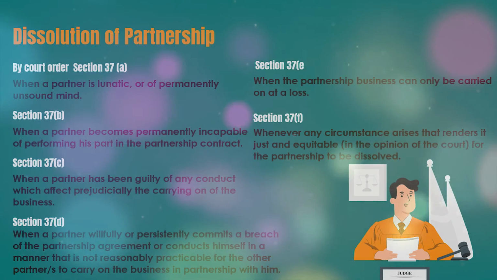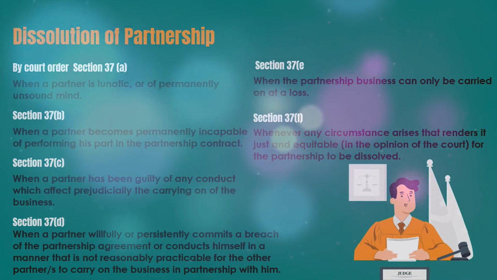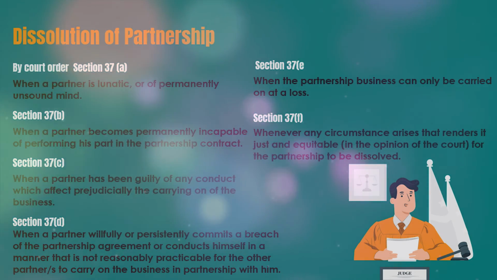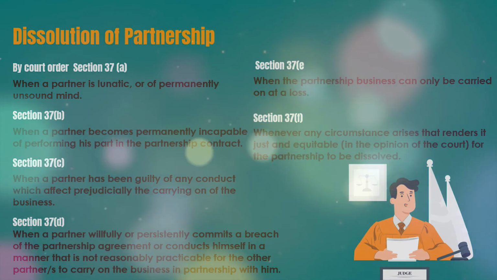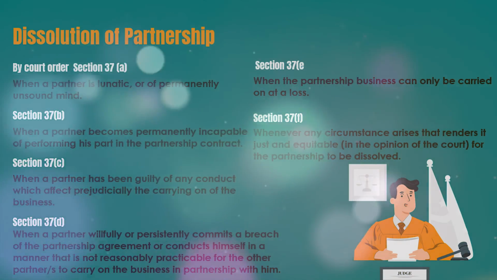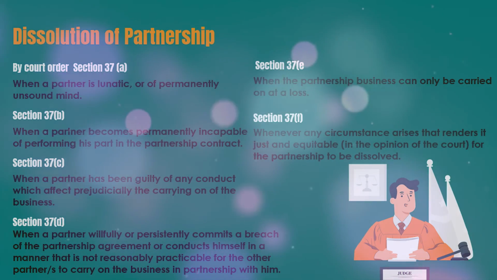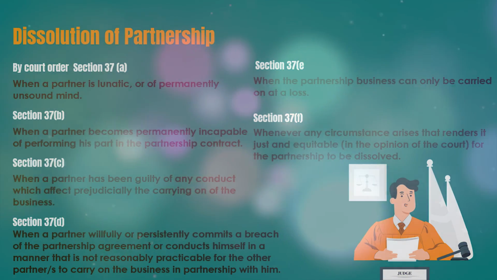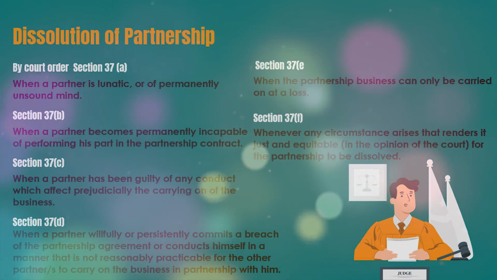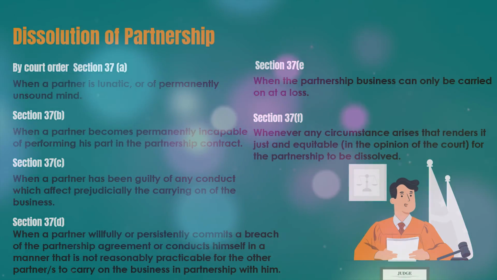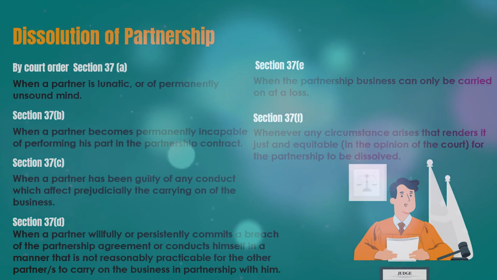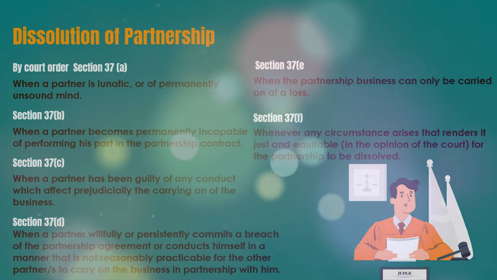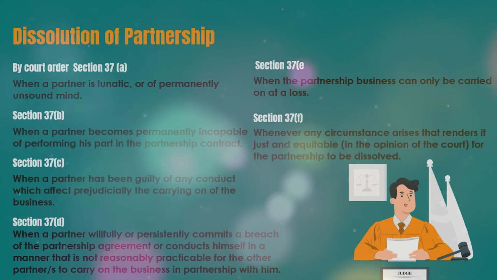Also mentioned in Section 37c, when a partner has been guilty of any conduct which affects prejudicially the carrying on of the business. As mentioned in Section 37d, when a partner willfully or persistently commits a breach of the partnership agreement or conducts himself in a manner that makes it not reasonably practicable for the other partners to carry on the business in partnership with him. Also mentioned in Section 37e, when the partnership business can only be carried on at a loss. Lastly, as mentioned in Section 37f, whenever any circumstances arise that render it just and equitable, in the opinion of the court, that the partnership be dissolved.